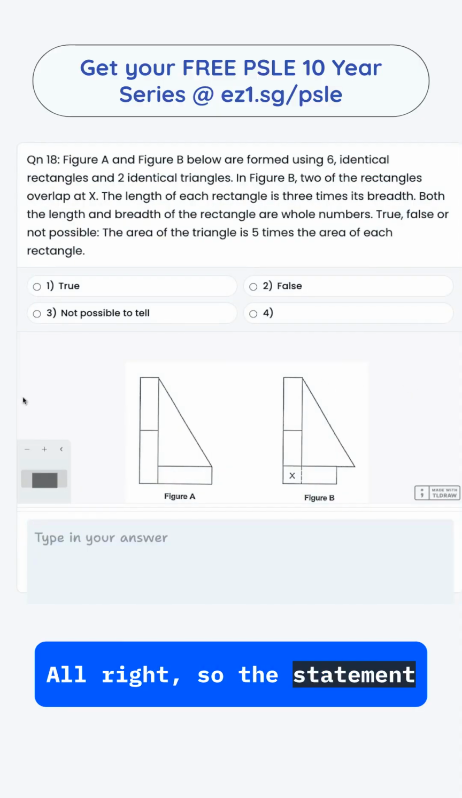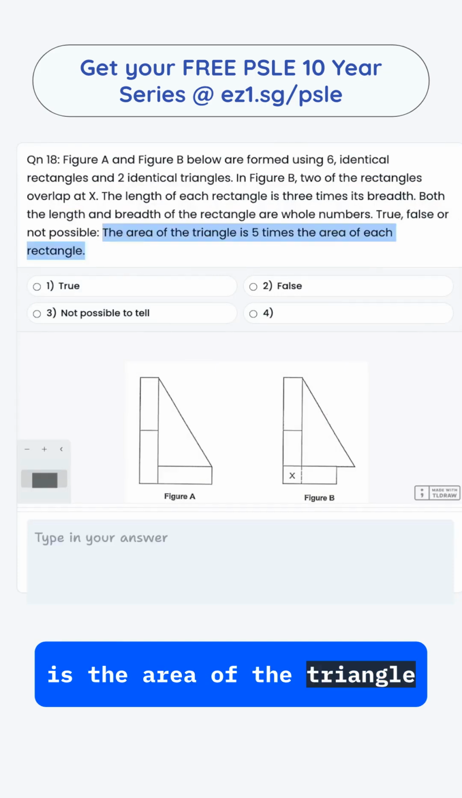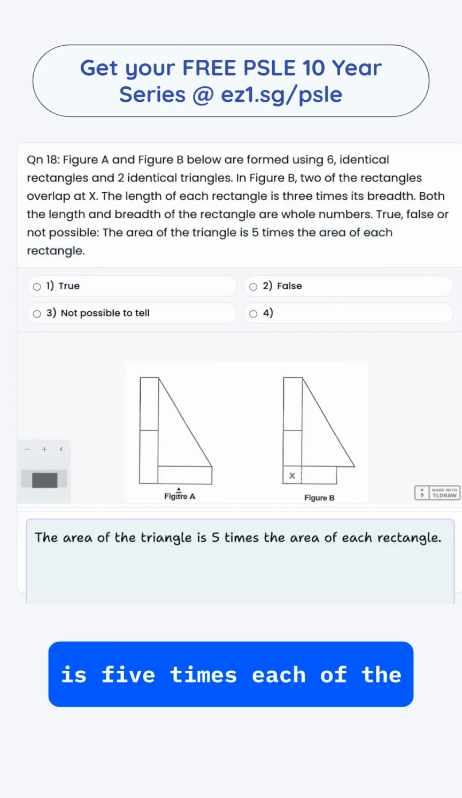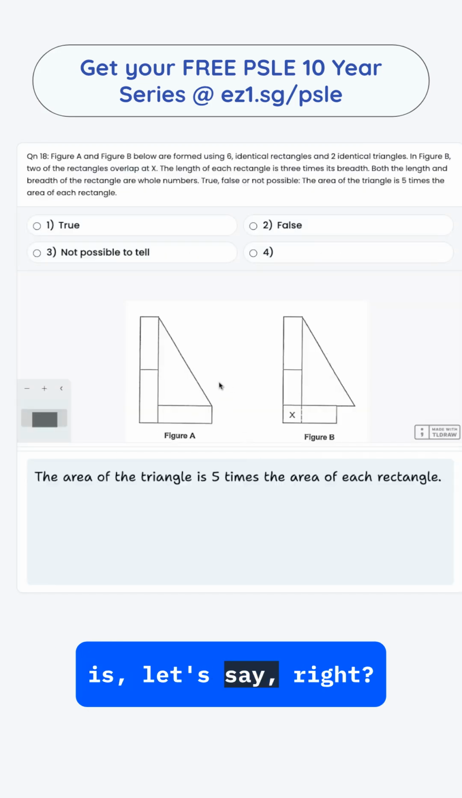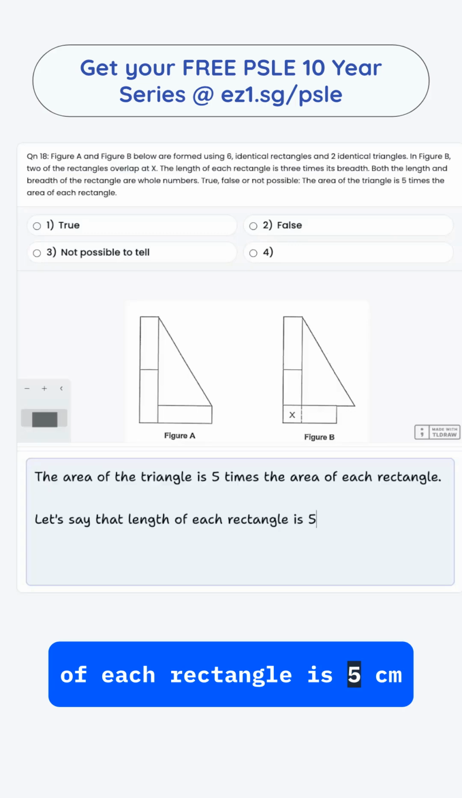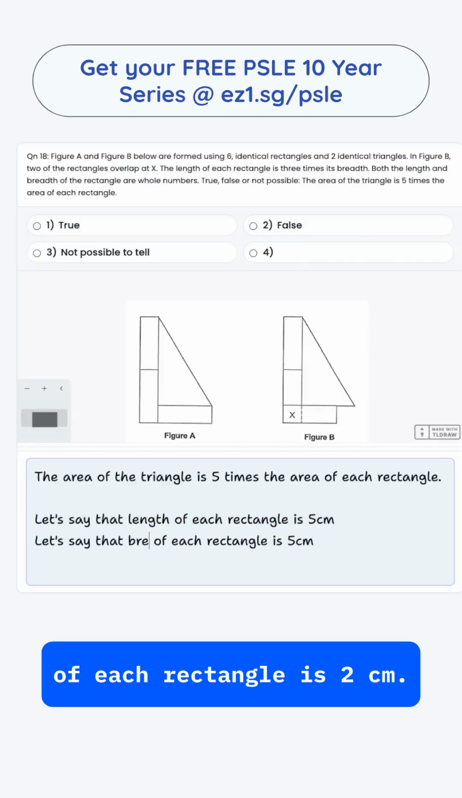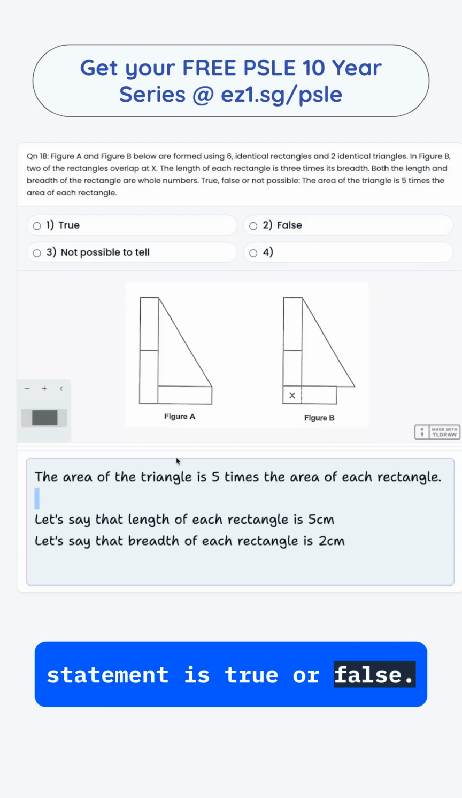Alright, so the statement that we are trying to see whether it's true or false is the area of the triangle is 5 times each of the rectangle itself. So what I'm going to do is, let's say that the length of each rectangle is 5 centimeters, and let's say the breadth of each rectangle is 2 centimeters. Okay, so you can use this to prove whether a statement is true or false.